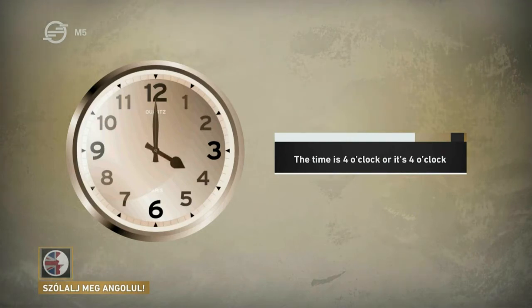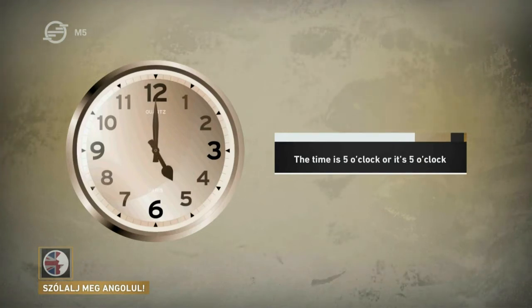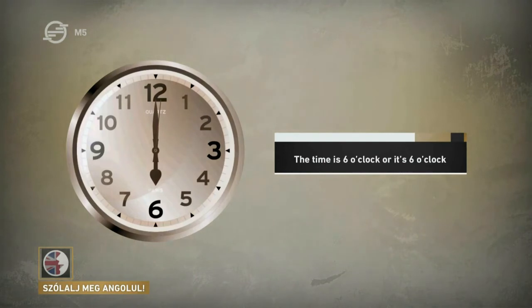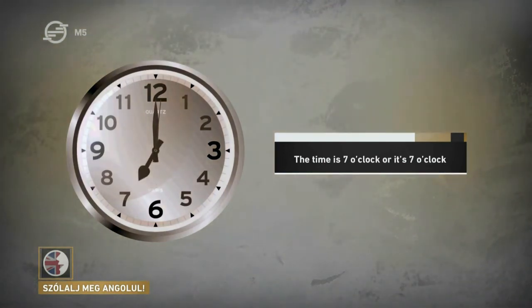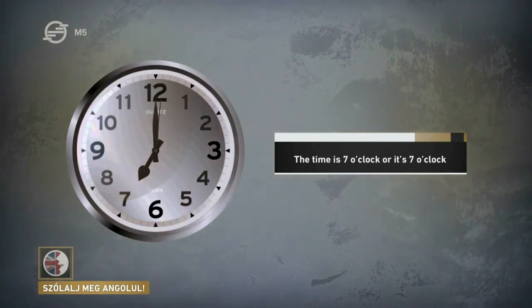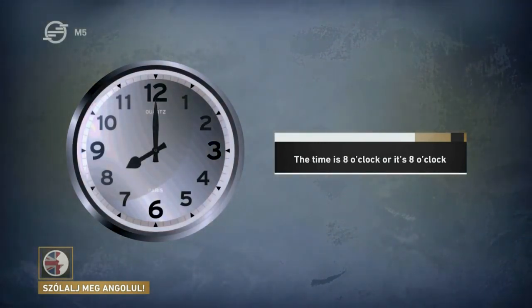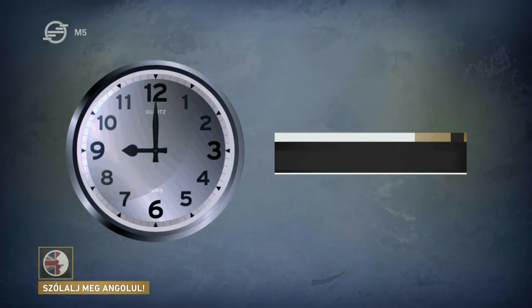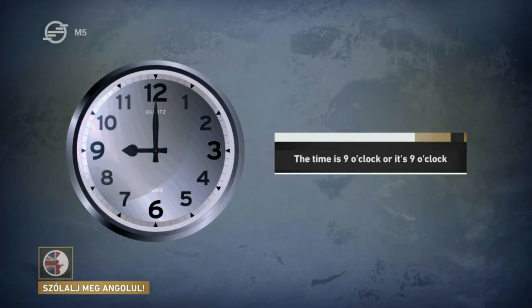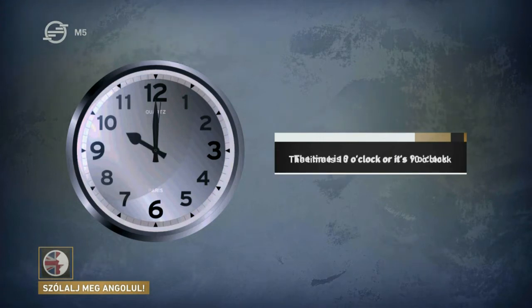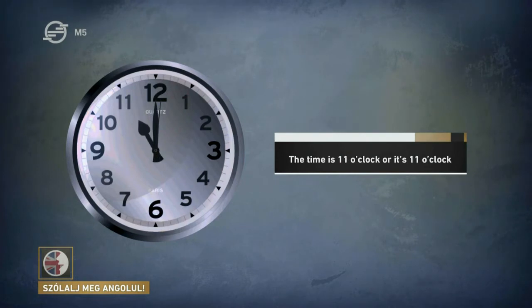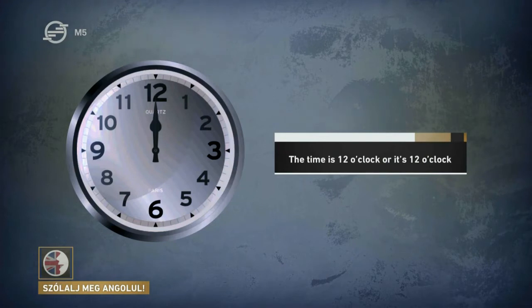The time is 4 o'clock, or it's 4 o'clock. The time is 5 o'clock, or it's 5 o'clock. The time is 6 o'clock. The time is 7 o'clock. The time is 8 o'clock. The time is 9 o'clock. The time is 10 o'clock. The time is 11 o'clock. The time is 12 o'clock, or it's 12 o'clock.